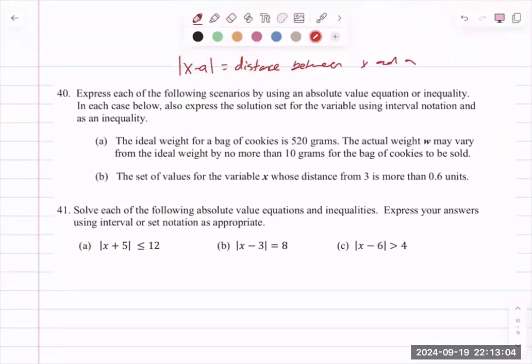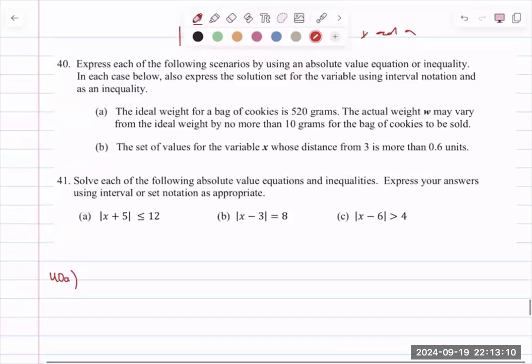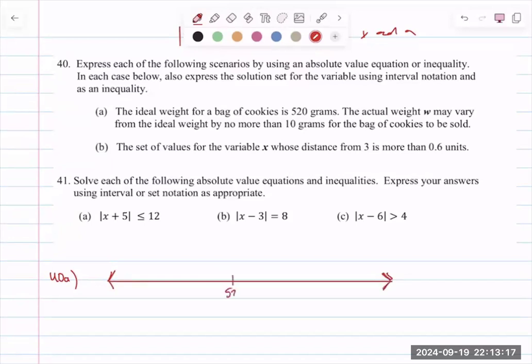Okay, so part A, and I'm going to write this down here. So 40A, the ideal weight for a bag of cookies is 520 grams. So I'm going to draw my number line, and I already know that 520 is my ideal weight, so I want to be near there. So the ideal weight is 520 grams, and the actual weight may vary by no more than 10 grams. So it can vary by 10 grams or less.